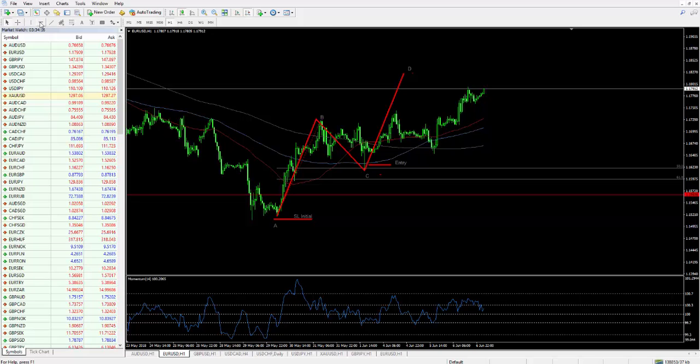Now where do I put my target? Here's my target. So let's decide on where we're going to put it. Where should we put it? Should we put it just above point D? Should we put it on point D? Should we put it just in front of point D? Perfect. So there's my target up here. Okay?